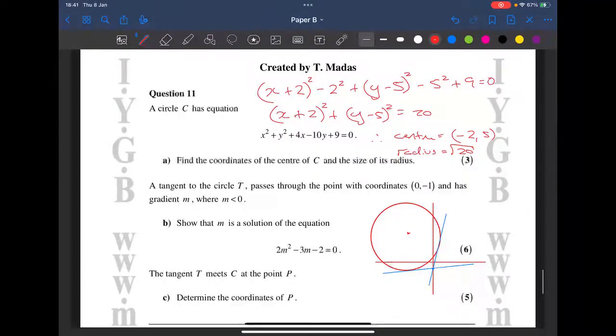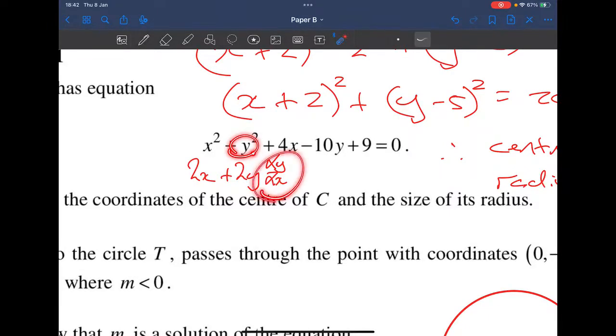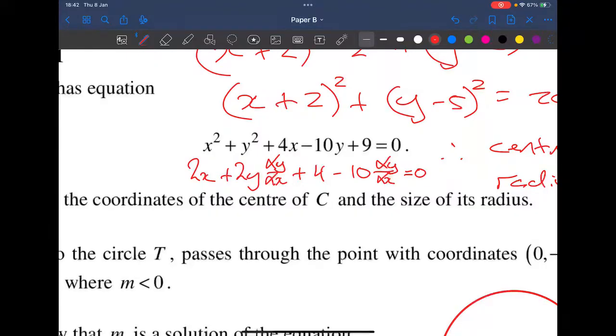So how can we do this? We need to find a tangent to the circle. Few ways we can do that. I think the easiest is just to differentiate, so do implicit differentiation. The x squared is going to become 2x. The y squared is going to become 2y dy dx. So basically, when you've used the wrong letter, just whack a dy dx in there. Like we used y when we should have used x, hence the dy dx. The 4x becomes a 4. The minus 10y, same idea, it's going to be minus 10 dy dx. And that will all equal 0.